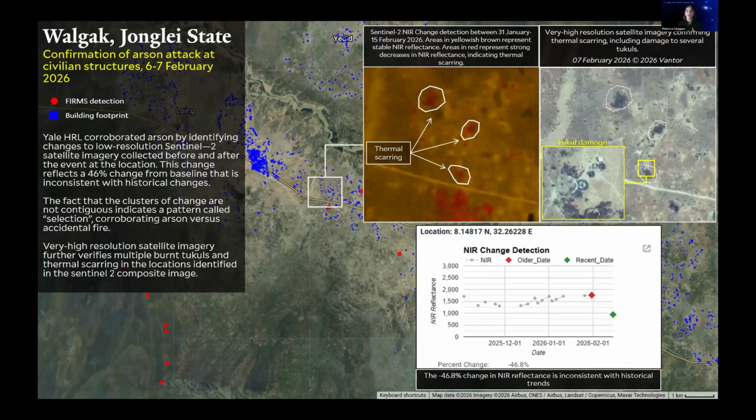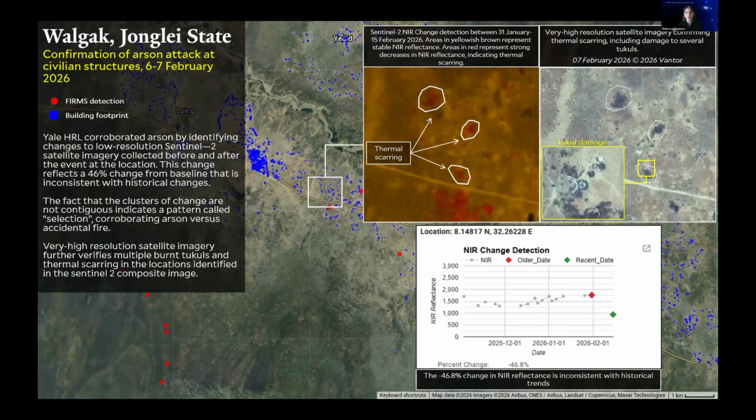What we're seeing in the left-hand image, which is the reddish-yellow image, is that the yellowish and brown color means there are little to no changes in the near infrared reflectance, while the reddish color shows a significant decrease in the near infrared reflectance. So we assess that to be likely thermal scarring. Now, if we look at the chart below, you can see the observed changes in the near-infrared reflectance across time.